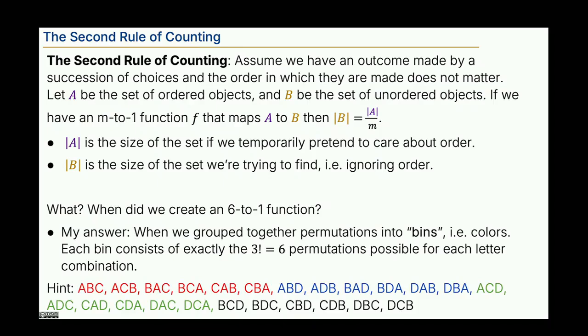So basically what we did is we just grouped the permutations together into bins, or colors. The notes use the term bins. And each bin consists of exactly the 3 factorial equals 6 permutations. We already know that the number of permutations is just 3 factorial. So that's why we ended up with 6, because we were dealing with collections of 3 things. So we end up with 24 items divided by 6 items per bin, leaving us with 4 different outcomes.